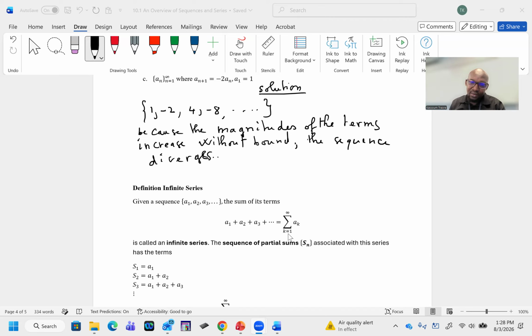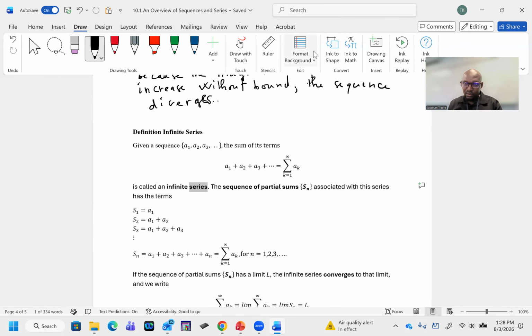A sub k, k starting from 1 to infinity, is called an infinite series. The sequence of the partial sum S sub n associated with this series has terms. So S1 is equal to A1. S2 is what? A1 plus A2. S3 is A1 plus A2 plus A3.